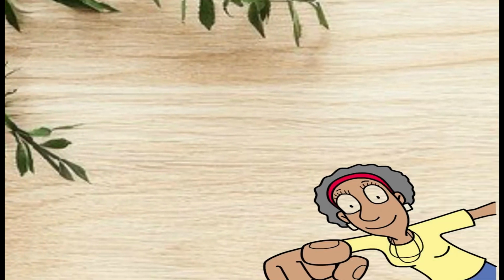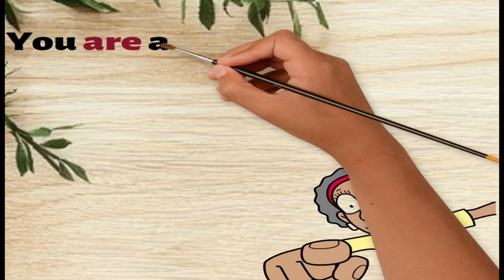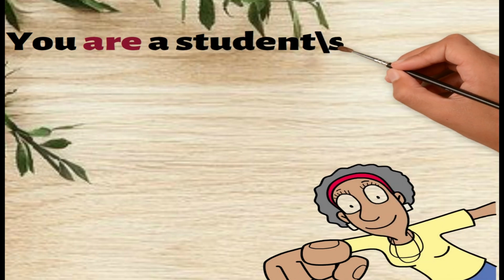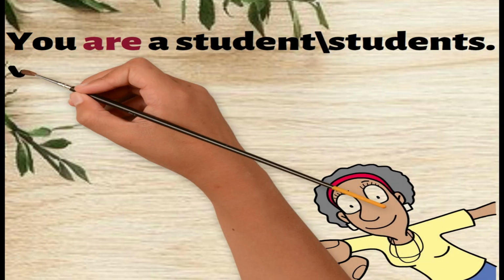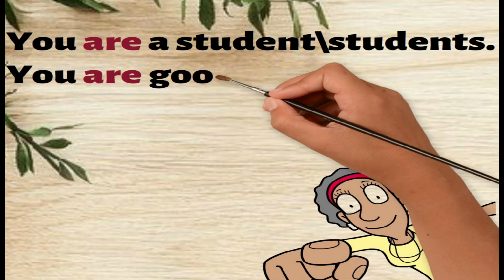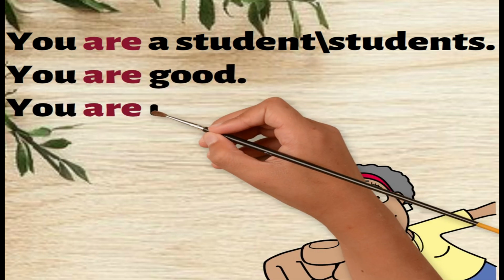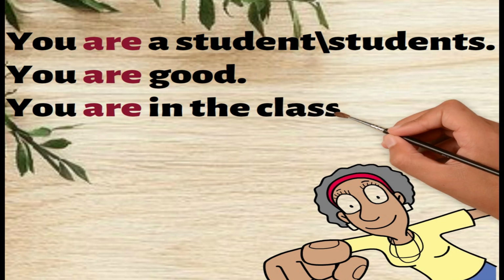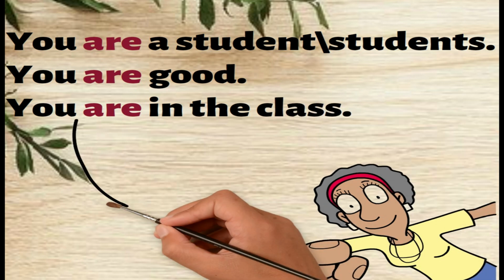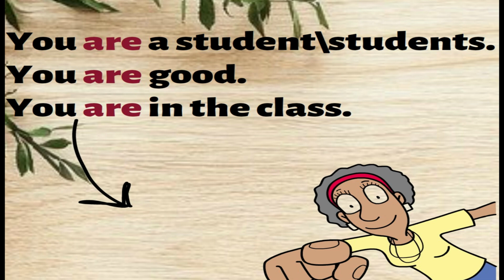If I'm talking to you, I say you are a student. Or if I'm talking to all of you, I say you are students. You are good. You are in the class. And the short form of you are is you're.